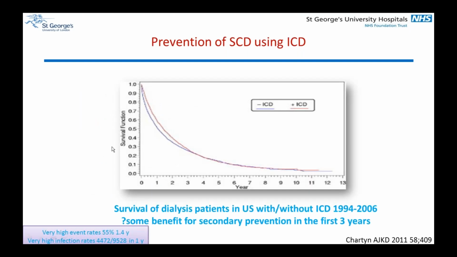Now, device therapy is tricky in dialysis patients, mainly because of the risk of infection. And in this particular analysis from the USRDS database, you can see that there may be a benefit, particularly early on with ICD therapy as opposed to no ICD therapy. So this is no ICD and this is the ICD group and this is a survival function, but at a cost of very high event rates and very high infection rates. The event rates are mainly driven by sudden cardiac death and cardiovascular mortality, which in a very high risk patient, as you can imagine, is quite high. But the infection rates are very, very high as well. So that's something tricky.